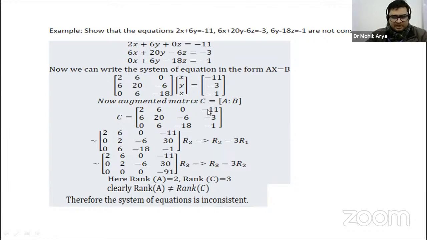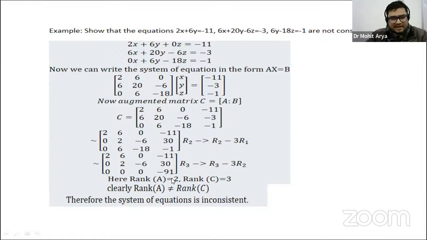When we apply the elementary row operations, we get the transformed matrix. Now here we see that this particular portion is of the matrix A, and this entire portion is the matrix C. If we look at the transformed matrix we obtained, with the use of matrix A, we see that the rank of this particular system is 2, because the number of non-zero rows is 2 for the matrix A.